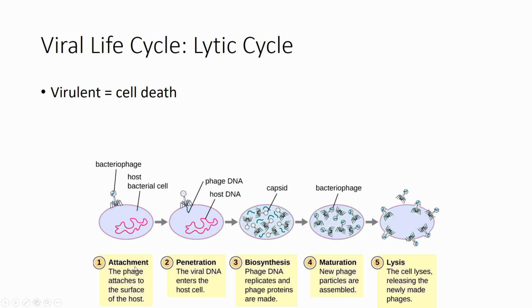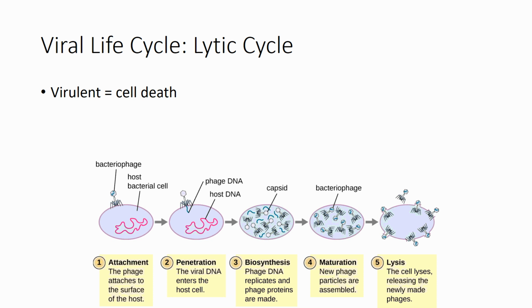In step 1, attachment, the tail fibers of the bacteriophage specifically bind to the bacterial cell wall and membrane. The bacteriophage then inserts its DNA inside of the cell. That's when we move here into penetration. Once inside of the host cell, the phage or viral DNA is then going to use the cell machinery to make many copies of all of its components.